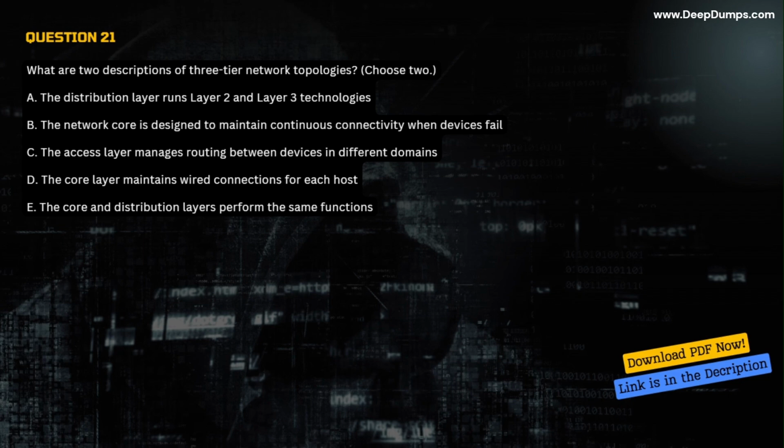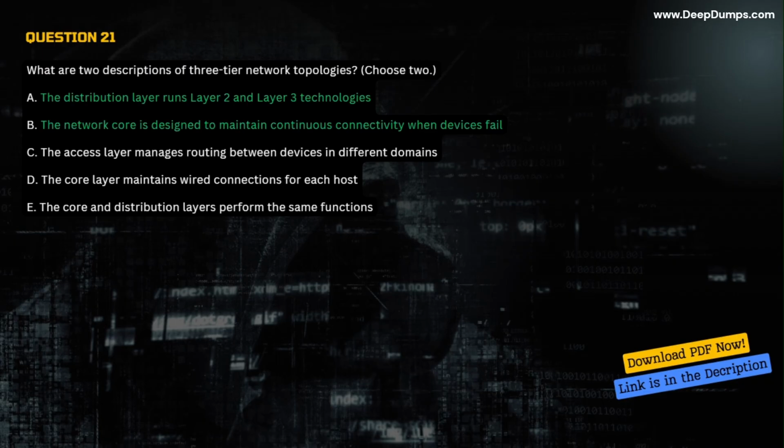Choose 2. A. The distribution layer runs Layer 2 and Layer 3 technologies. B. The network core is designed to maintain continuous connectivity when devices fail. C. The access layer manages routing between devices in different domains. D. The core layer maintains wired connections for each host. E. The core and distribution layers perform the same functions.